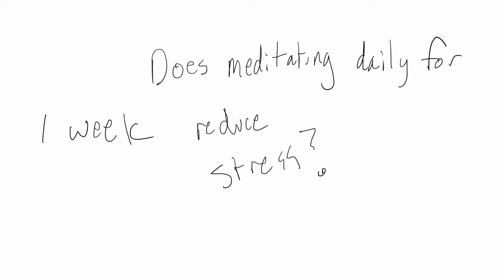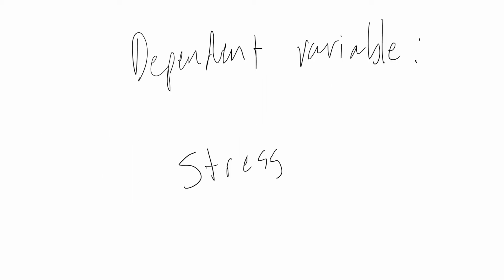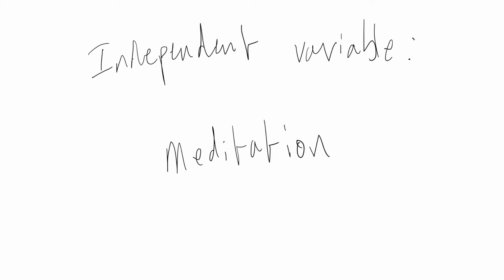There are two variables here, meditation and stress. In this example, we refer to stress as the dependent variable. If we think of our two variables as cause and effect, the dependent variable is the effect. We refer to meditation as the independent variable. Again, if we think of our two variables as cause and effect, the independent variable is the cause.